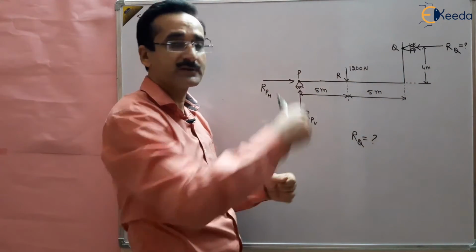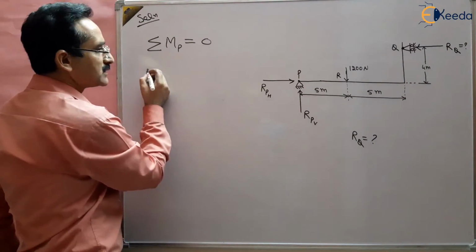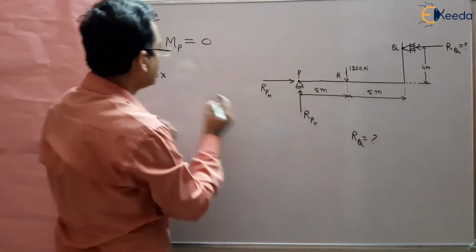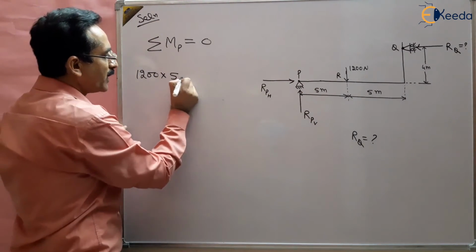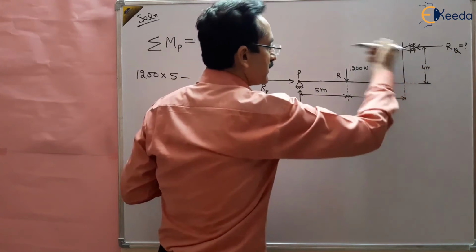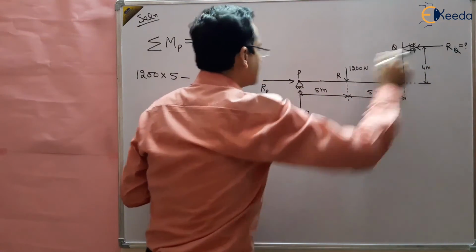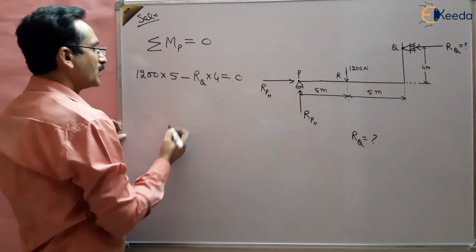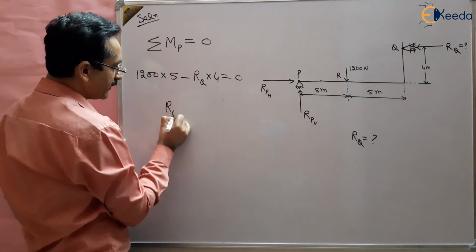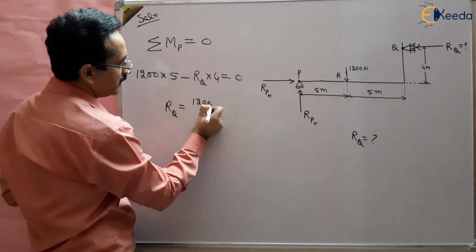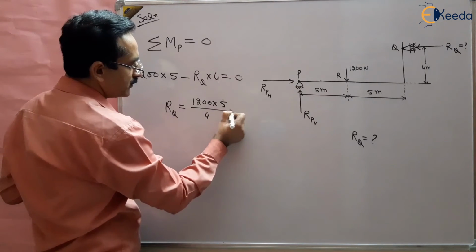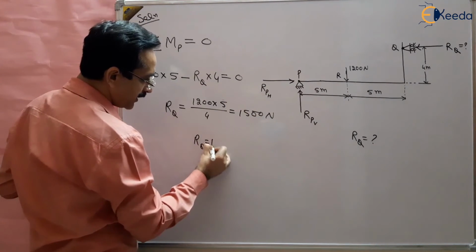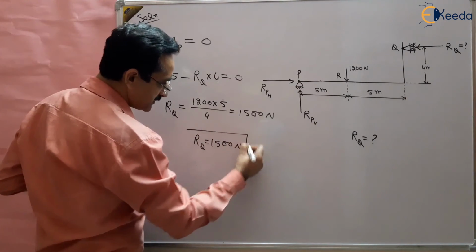The moment of the 1200 Newton load is clockwise. Let us say clockwise is positive. So this is 1200 multiplied by the perpendicular distance, that is 5 meters, and minus, because it is anti-clockwise, the moment of RQ, which is RQ multiplied by the perpendicular distance of 4 meters, and that should be equal to 0. So from here we can find RQ directly. RQ is equal to 1200 multiplied by 5 divided by 4, which is equal to 1500 Newton. So RQ is basically 1500 Newton. This is the answer to this question.